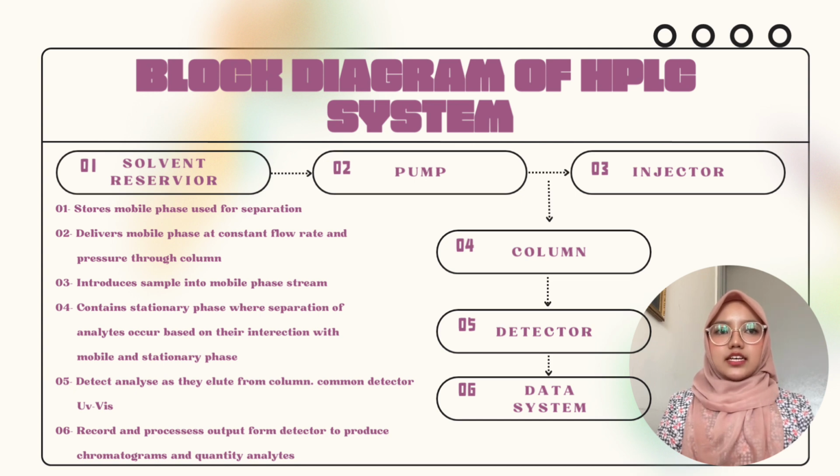The mixture then enters the column, the core of the system, where separation occurs based on the interaction of the sample components with the stationary phase and the mobile phase. As the separated components exit the column, they pass through the detector, which identifies and measures them, often using UV-Vis or mass spectrometry. Finally, the data system processes the signals from the detector, producing a chromatogram that represents the separated components and their quantities.